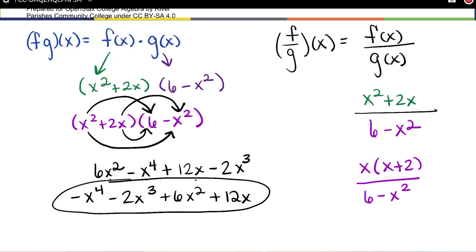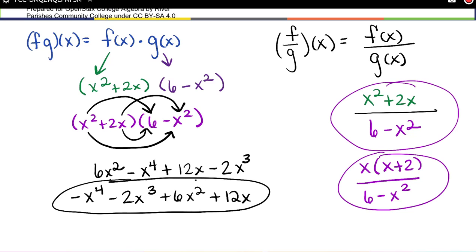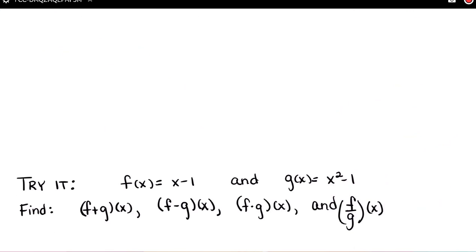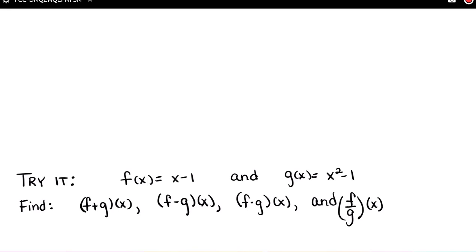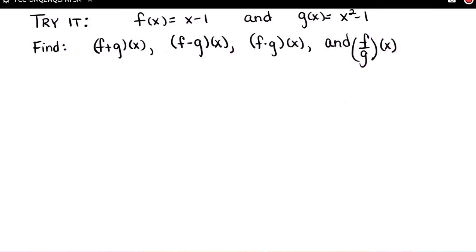All right, so your turn to try it. You guys are going to take f of x equals x minus 1 and g of x equals x squared minus 1, and then you are going to add the two together, subtract the two together, multiply the two together, and divide the two together. And then when you unpause the video, we will go over the answers.